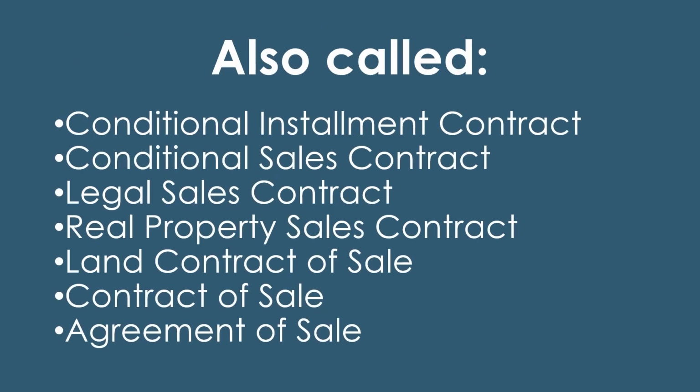Now, the real property sales contract is called a whole bunch of different names on the state exam in California. It's conditional installment contract, conditional sales contract, legal sales contract, real property sales contract, which is what Calvet calls it, land contract of sale, contract of sale, agreement of sale, and they even call it a land contract by itself. So there's a whole bunch of different names that are used. It's all the same thing. So don't be confused when you see these on the exam. That's all they're talking about, that real property sales contract we have just been talking about.